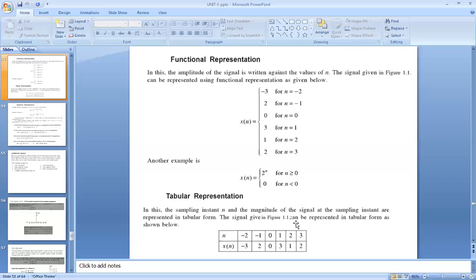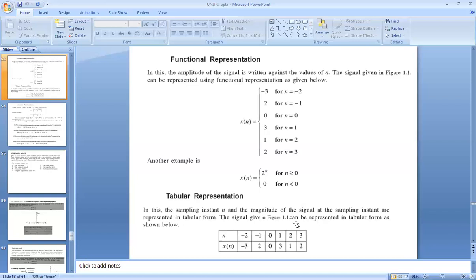2 raised to n means the value of n is represented as n is greater than or equal to 0, and x of n is equal to 0 for n is less than 0. So this is one of the ways of representation of a discrete time signal using functional representation. Now, hope you got the functional representation. In the same way, the third one is tabular representation.